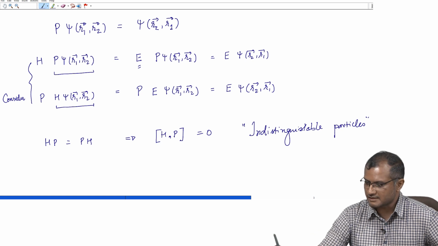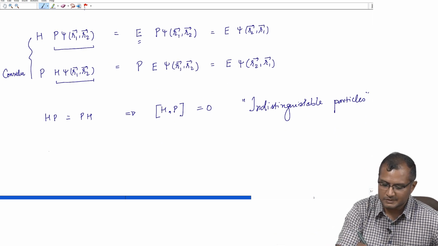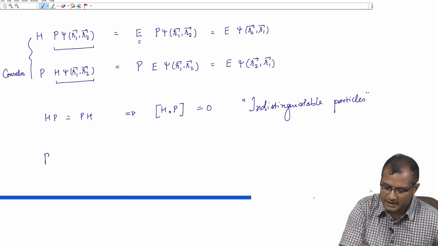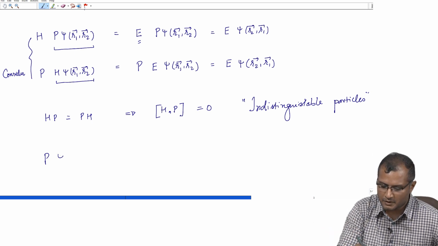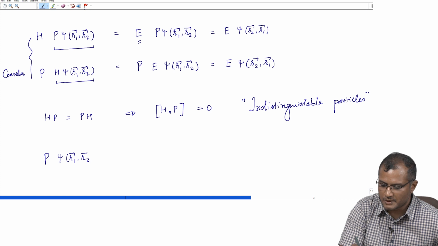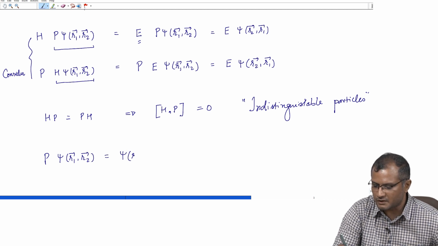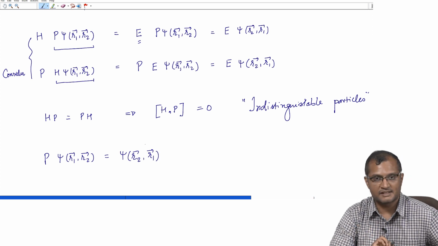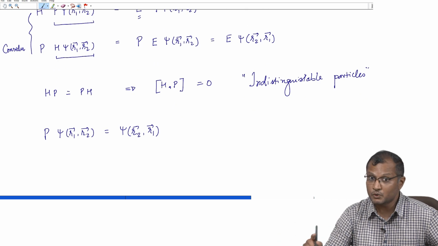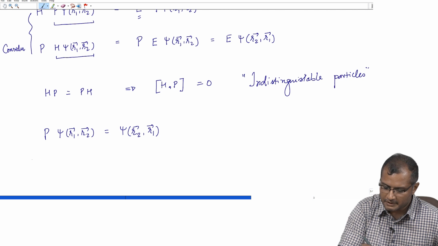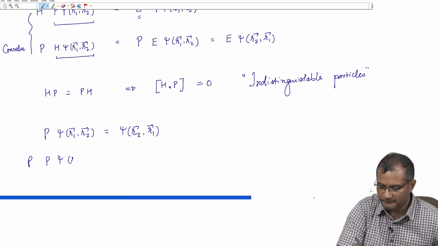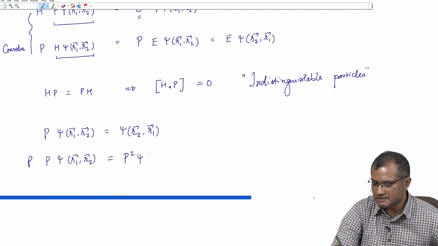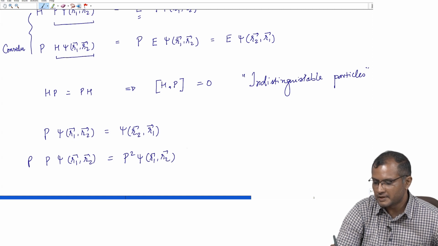This brings us to the stage where I can write down the effect of my parity operation done twice. I already know that P simply swaps the positions. So, P operating on psi R1 R2 simply gives me the same wave function, but with the particles permuted. If I do not know what this new psi is, I can compute it by operating P again, which is nothing but P square operating on psi R1 R2.